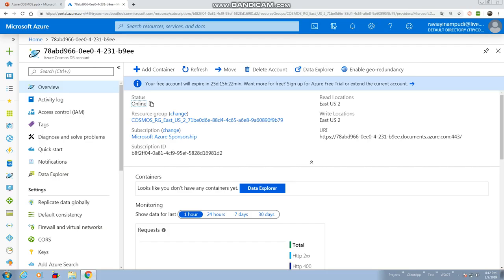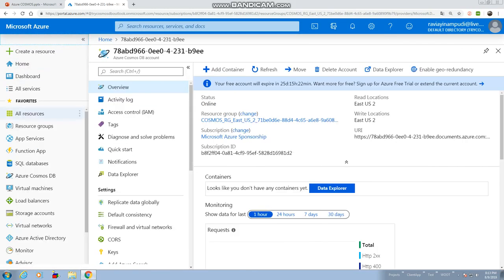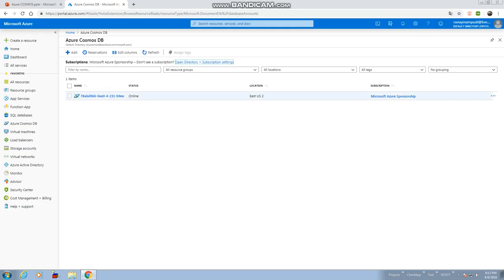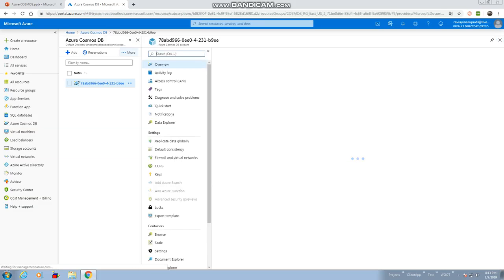So first things first, in order to log into Azure Cosmos DB, you need to create a Cosmos DB account, or you should have an Azure account. Then log into the Azure account. From there, you can navigate to Azure Cosmos DB, and from here you can see the subscription. I have a Microsoft Azure sponsorship subscription, the location is East US 2, and its status is showing as online.